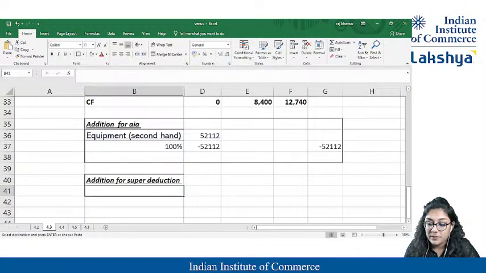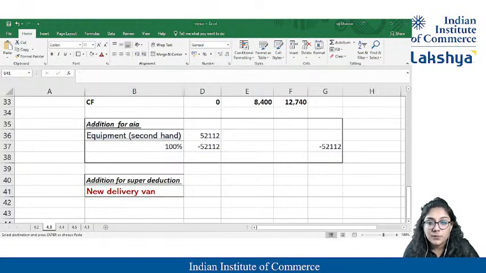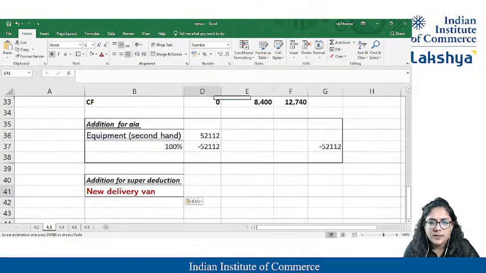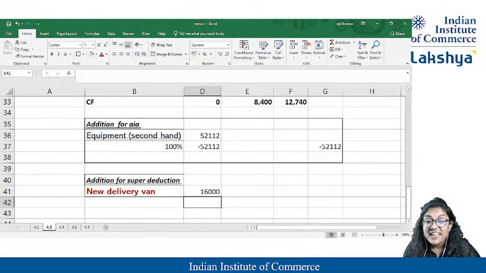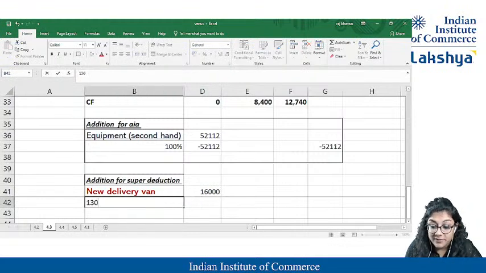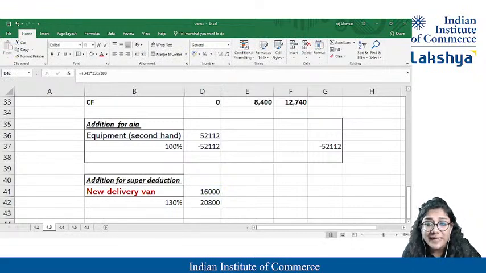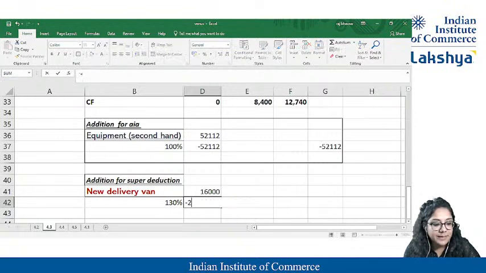Yeah, the new delivery van you are taking. Yes, ma'am. What is the value of the new delivery van? Is it 16,000? Yeah, cool. On 16,000, how much deduction do you get, guys? This is important. It's not 16,000, ma'am, it's 130%. If I'm doing 130%, these things will be added. So it's 2880 minus 2800.